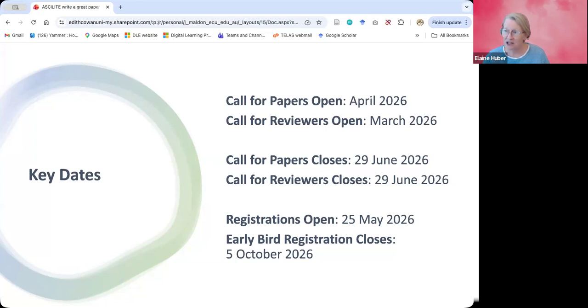We are opening registrations on Monday next week, and early bird. The whole process of peer review, feedback and changes will be done by the 5th of October, so that's when we close early bird registration. So you'll know if your paper's been accepted. Hopefully you'll know by early September at the latest, and you'll know that you've got a place at the conference.